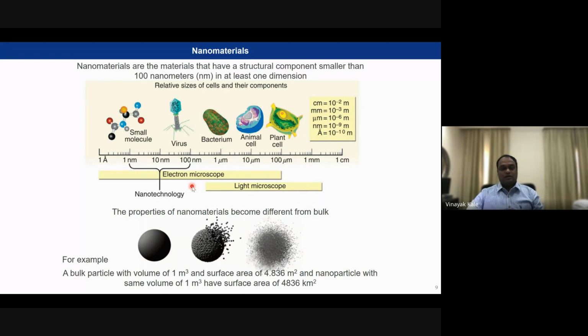For example, a bulk particle with a volume of 1 meter cube has a surface area of 4.8 meter square, and the same volume of nanoparticles has a surface area of 4,836 square kilometers. You can imagine it is a few hundred times more than the bulk material. The property of the nanomaterial varies, for example, in this case, surface area.